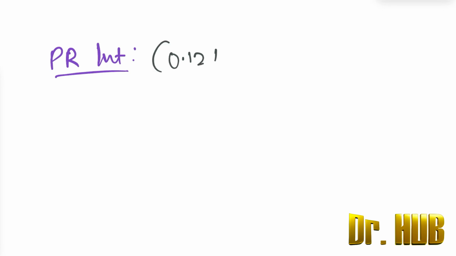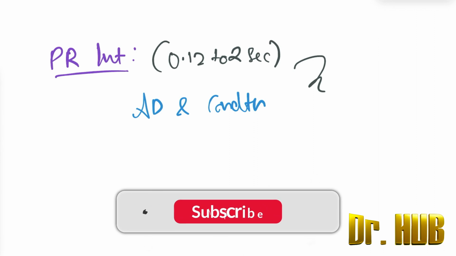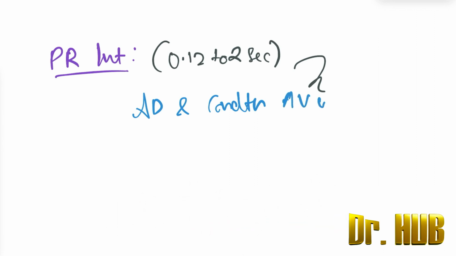Next, we'll move on to the PR interval. The PR interval is about 0.12 to 0.2 seconds, and physiologically it correlates to the atrial depolarization, AD, as well as the conduction through the AV node. So the PR interval is done.